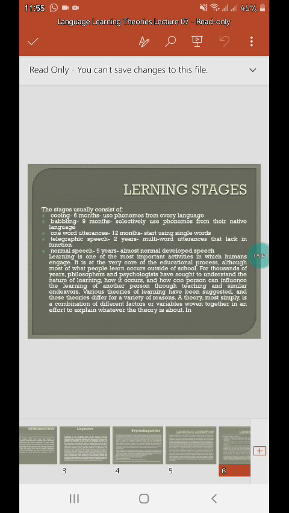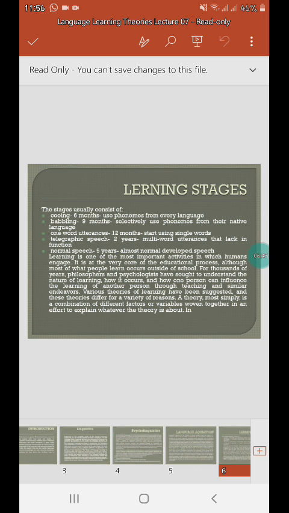Learning stages usually consist of cooing at 6 months, when we use phonemes from every language. Babbling at 9 months, when children selectively use phonemes from their native language. One word utterances, the one word stage: at 12 months, children start using single words. Telegraphic speech at 2 years, which means 24 months old: multi-word utterances that lack function words. Normal speech at 5 years, almost normally developed speech.